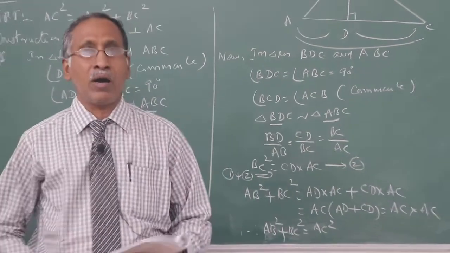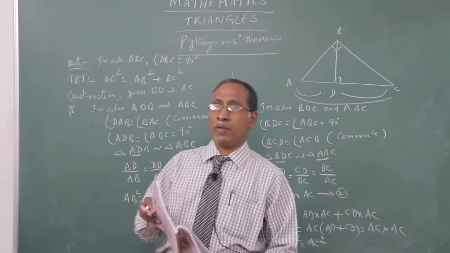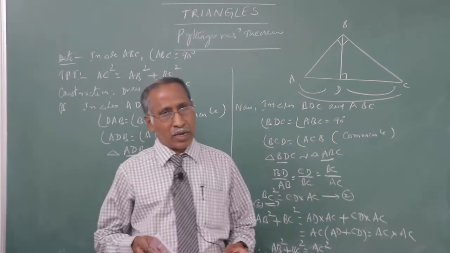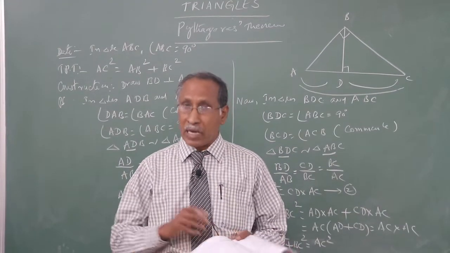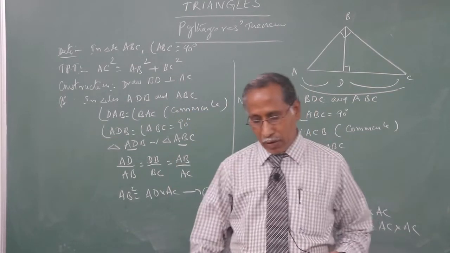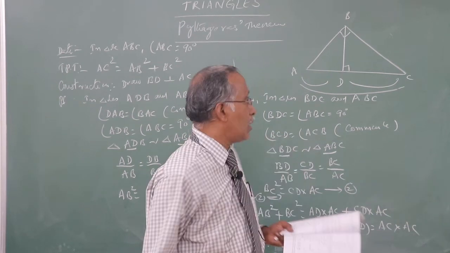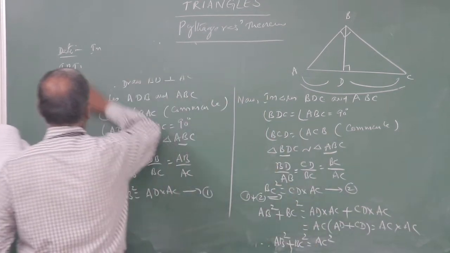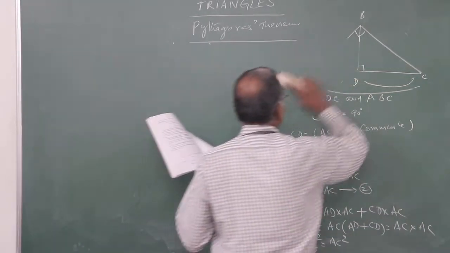Based on this, what is the converse of Pythagoras theorem? In Pythagoras theorem, first we say that it is any right angle triangle. Whereas in the converse of Pythagoras theorem, at the end we have to prove that it is a right angle triangle. What is the statement of the converse of Pythagoras theorem? I am going to explain a very simple concept.